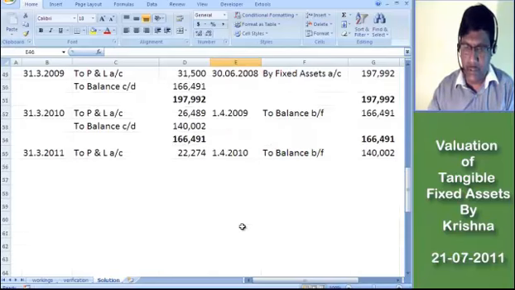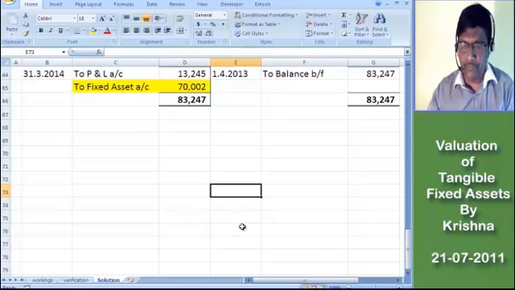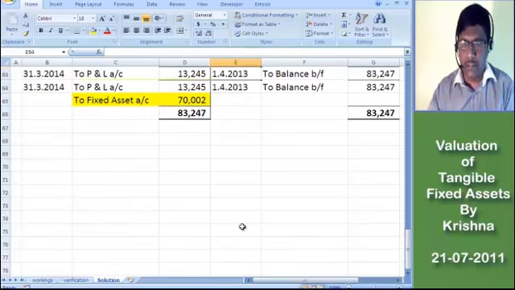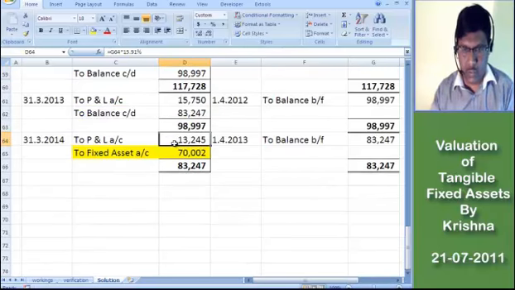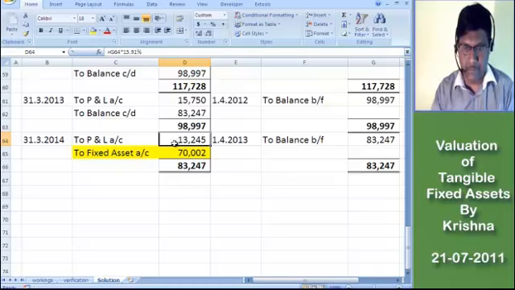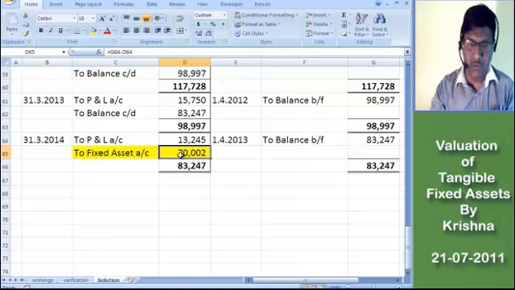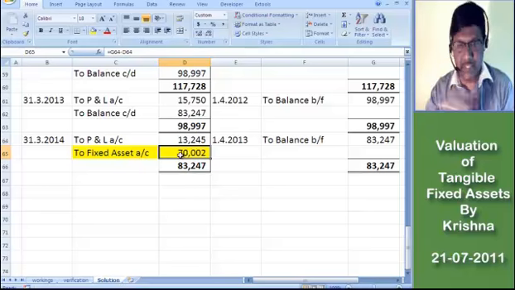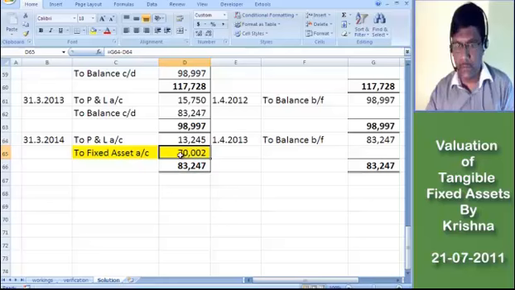We will see how the revaluation reserve account is at the 8th year. At the end of the 8th year, we have transferred 13,245. That portion of depreciation amount for the balance brought forward from the 7th year is transferred to profit and loss account. The balance was 70,002. So this amount was adjusted for the loss of the fixed assets. Are you able to understand what I am telling?